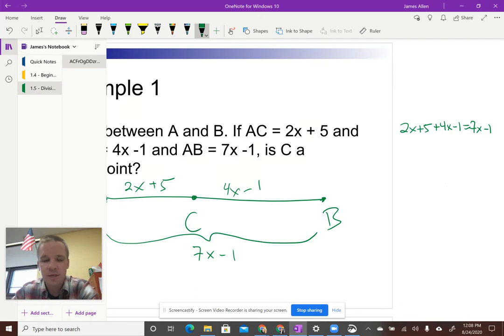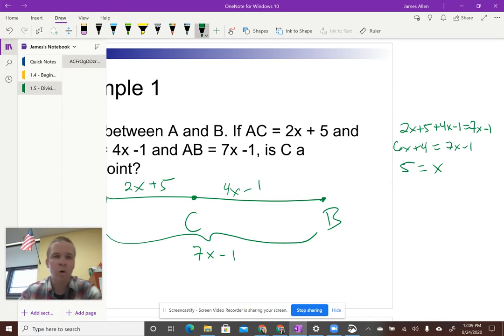Now, you could have set this up slightly different. You could set AC and BC equal to each other and solve for x and see if it works out. But you're assuming stuff that you probably shouldn't really assume, and it leads to some mistakes. So I would go with what we know for sure, and that is that C is between A and B. So AC and BC have to add up to AB. All righty, so I've got 6x plus 4 equals 7x minus 1. I can solve for x. I'll get 5 is equal to x. I subtracted the 6x. I added the 1.